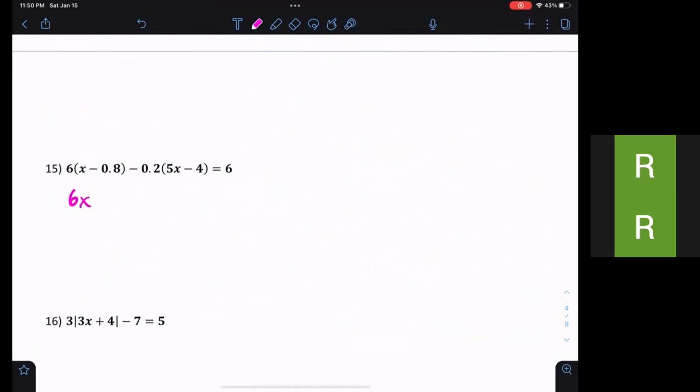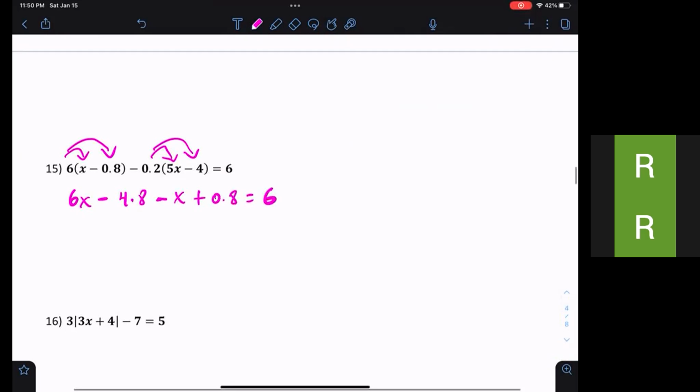So this is gonna be 6x. Here is gonna be 4.8, right? And here is gonna be x because you have to do the distributive property. That's all I'm doing, okay? I'm doing the distributive property. So here is gonna be x because 0.2 times 5 is just 1. And here I'm gonna have 0.8, and this is 6.